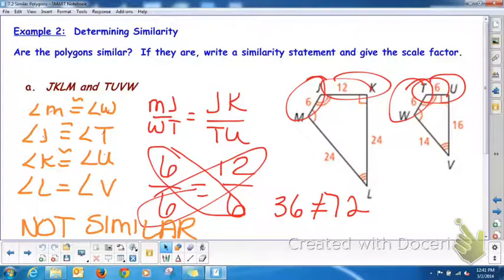All pairs of corresponding sides have to be proportional in order for them to be similar. So these two, they're not similar. All of their corresponding angles are congruent, but their sides are not proportional.